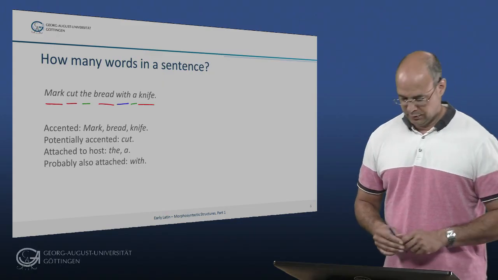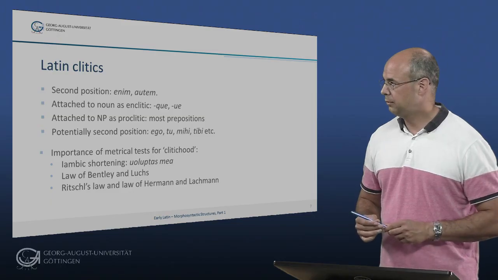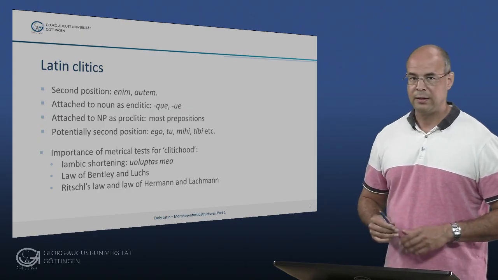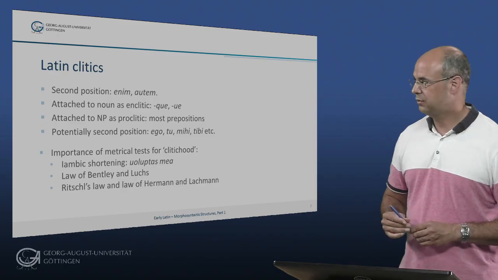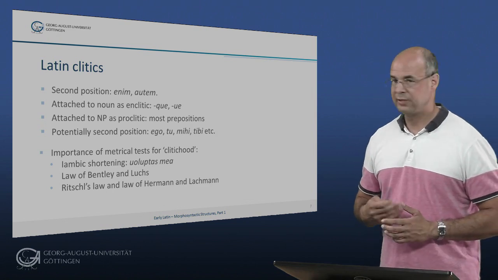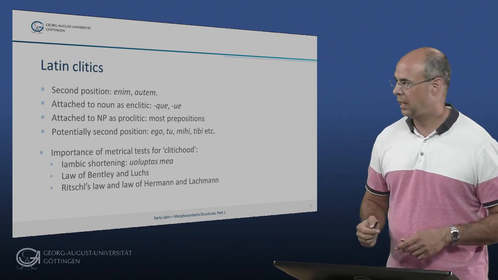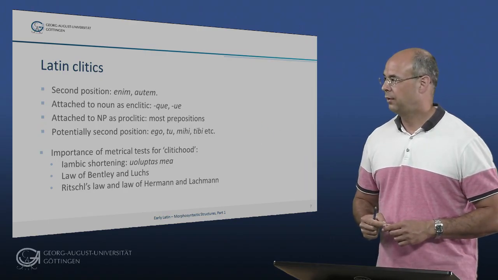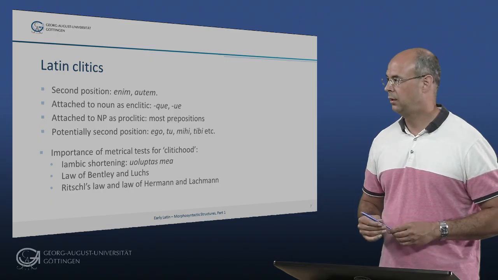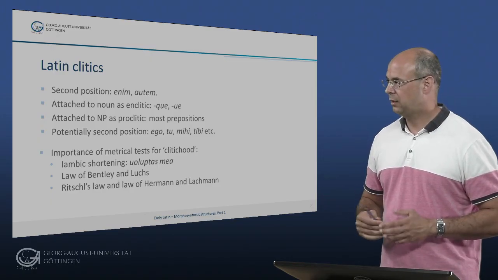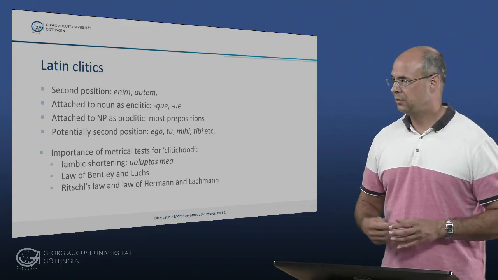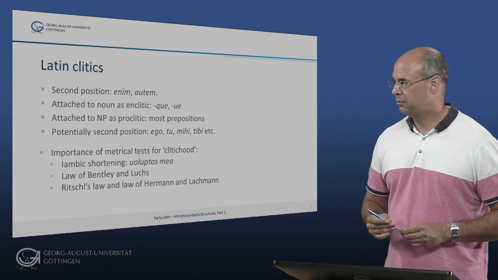We can move on to a couple of Latin clitics. And these are clitics everybody is aware of, but they function in quite different ways. We get what we call second position clitics, like enim or autem. We get nouns that are followed by clitics not in second positions, like que or ve. We get proclitics, like most prepositions, and then we get a certain class of words which are potentially second position clitics, but don't have to be.